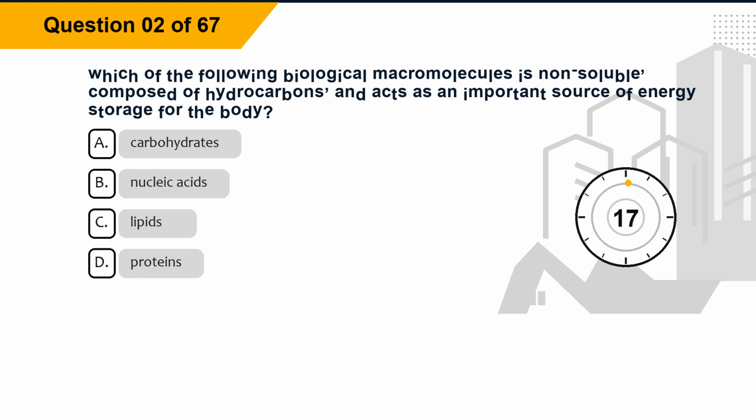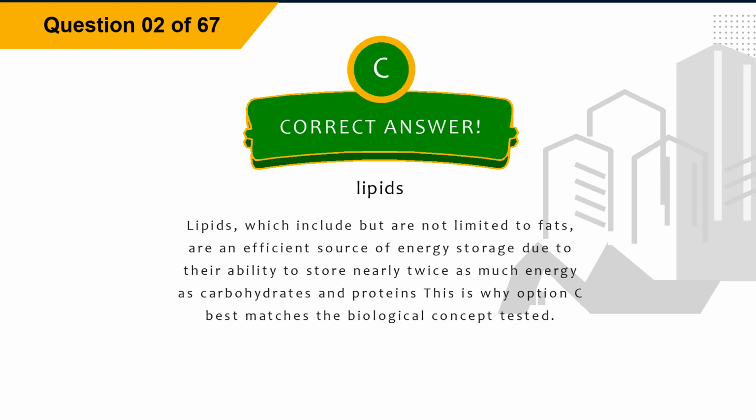Question 2. Which of the following biological macromolecules is non-soluble, composed of hydrocarbons, and acts as an important source of energy storage for the body? Option A, carbohydrates. Option B, nucleic acids. Option C, lipids. Option D, proteins. The correct answer is option C, lipids. Explanation. Lipids, which include but are not limited to fats, are an efficient source of energy storage due to their ability to store nearly twice as much energy as carbohydrates and proteins. This is why option C best matches the biological concept tested.